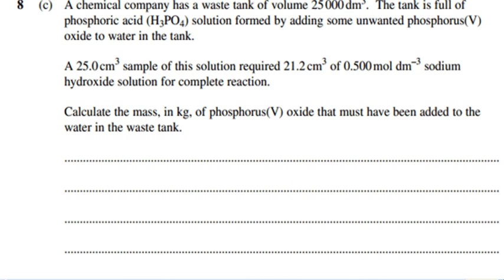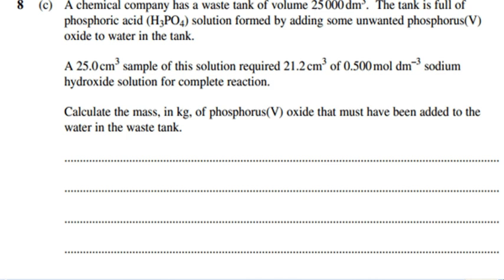Well, let's look at our acid and alkali reaction, this neutralization reaction. All we've really got is sodium hydroxide, NaOH, reacting with H3PO4. What I mean by pretend is that I do know that phosphorus(V) oxide is P4O10, but I'm going to pretend I've forgotten and forget the fact it's P4O10.